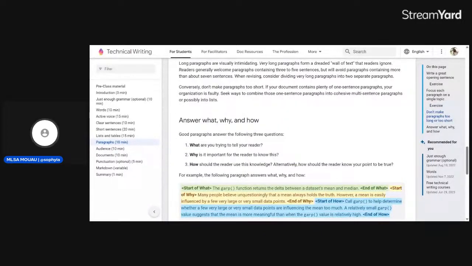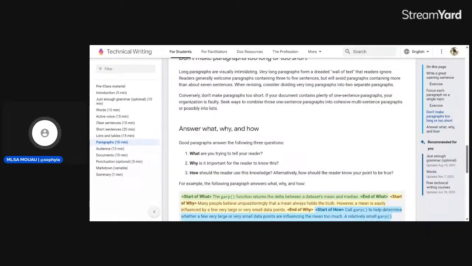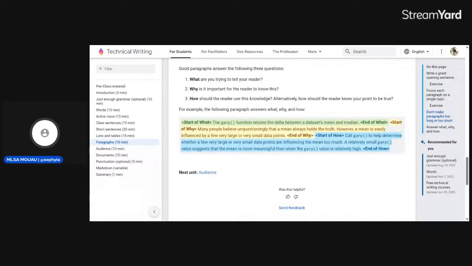And when you're writing a paragraph, especially your introduction, ensure that you answer this: what the article is about, why the reader should read it, and how the reader can use the information gotten from the article to proceed, like how they can use that in their day-to-day life. So this is an example.